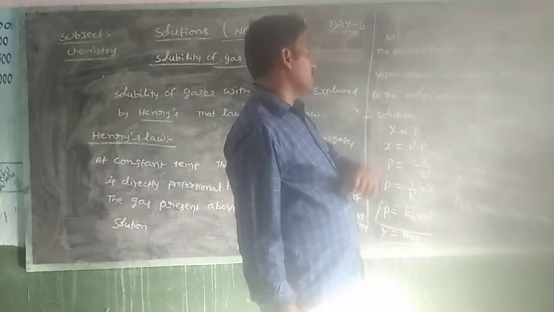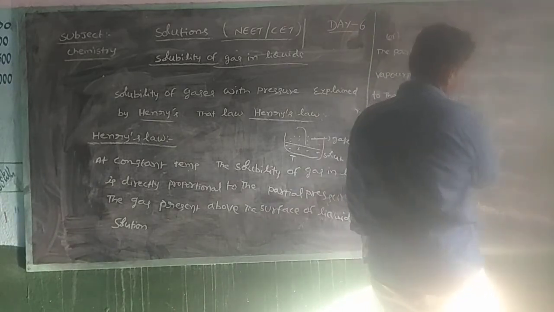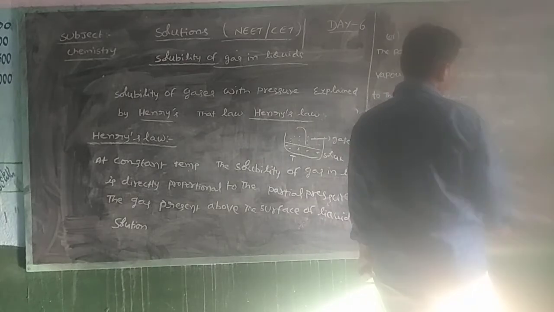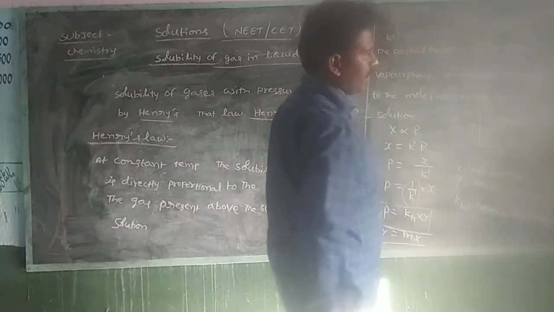Now to draw the graph, partial pressure is taken on the y-axis and mole fraction is taken on the x-axis. The slope obtained is KH.